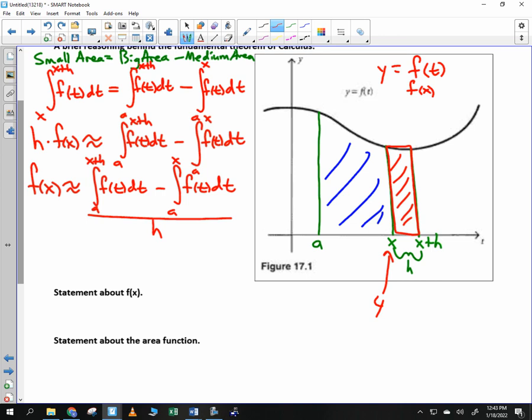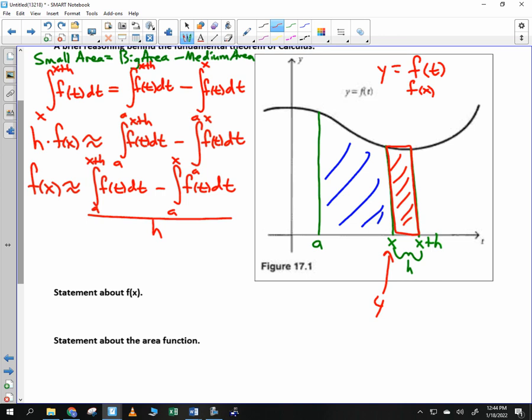Okay, so you're almost ready to make the aha moment. The last thing I'm going to do is suggest this. Would you agree that this rectangle is going to become a better approximation the smaller it gets? So the smaller this rectangle gets, it's going to better approximate that exact area. So if I want to make this rectangle smaller, what could I do to h? Yeah, bring h closer to 0.